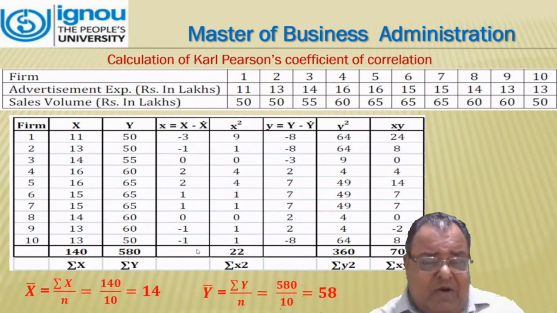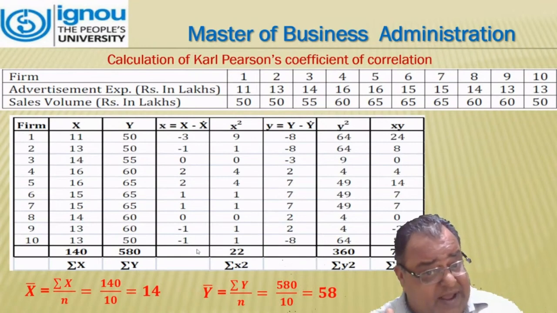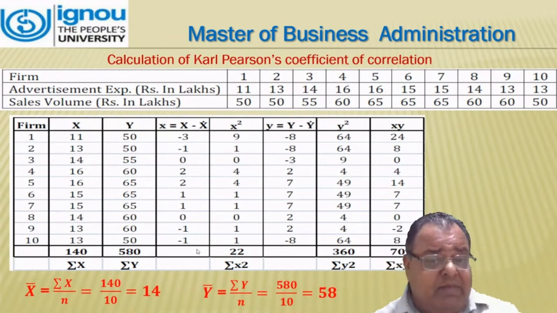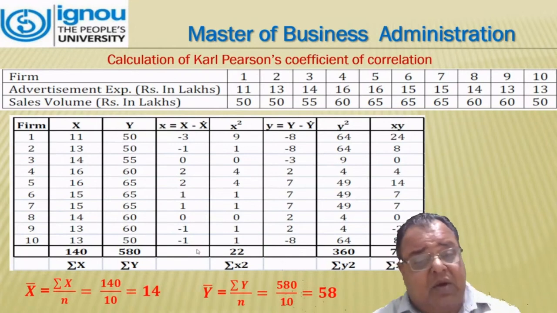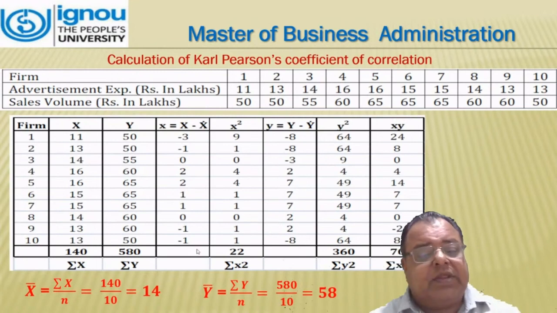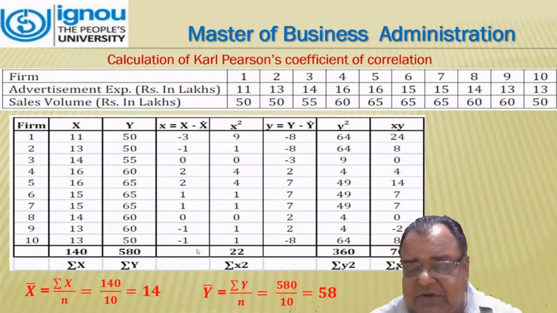If you remember the formula, we have to square it, x squared. So we will be squaring minus 3. Minus 3 when squared gives 9. Keep one thing in mind, since we are squaring, we will get all positive numbers: 9, 1, 0, 4, 4, 1, 1, 0, 1, and 1. We will sum this up. This is summation x squared.